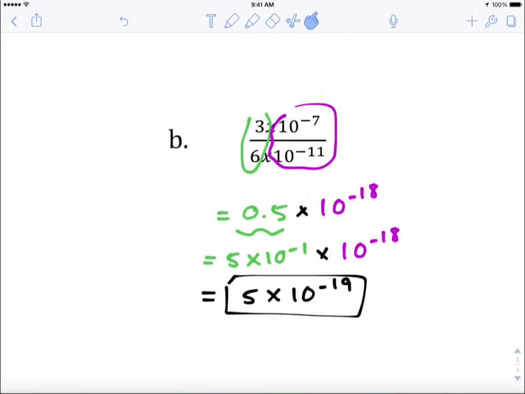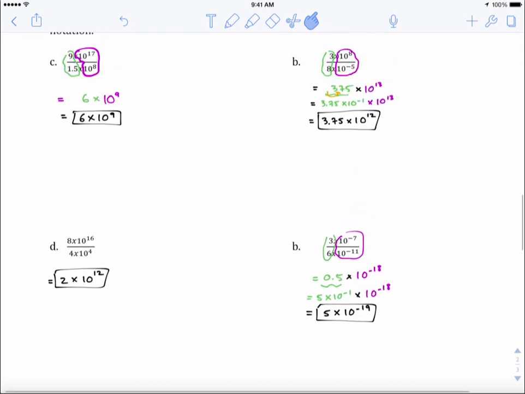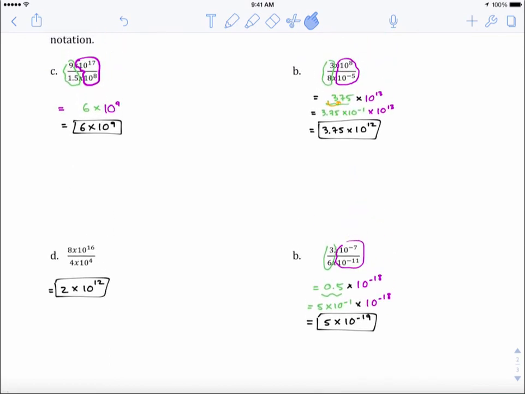Okay, so now we know how to multiply and divide numbers in scientific notation. So, hope this was helpful, and hope you enjoyed.